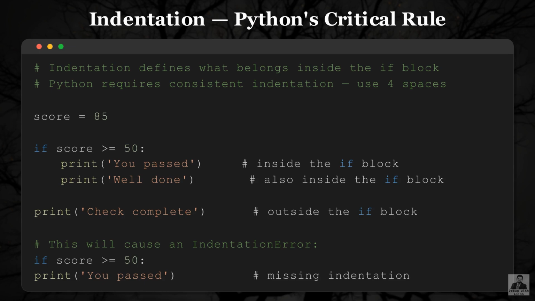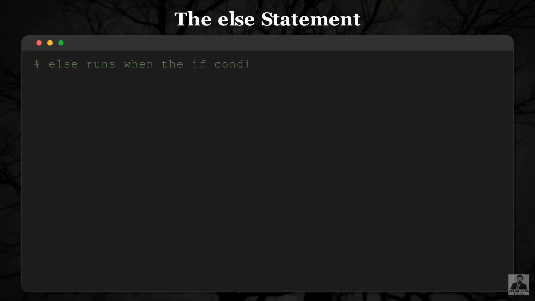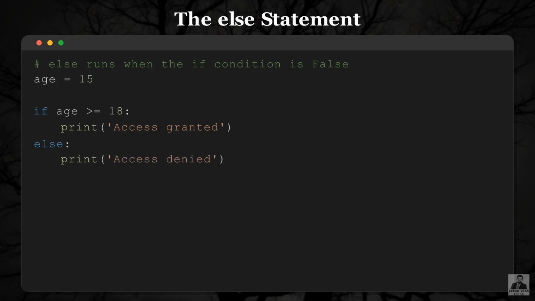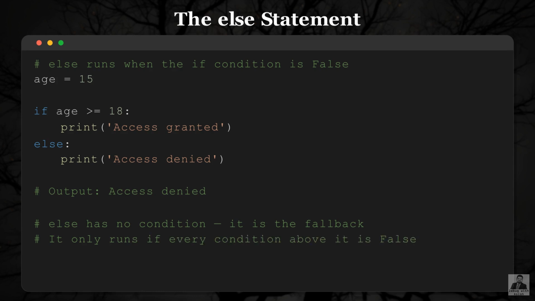not run. The else statement is the fallback. It runs when the if condition is false. You write else followed by a colon at the same indentation level as the if. Its block is also indented. Here, age is 15, so the if condition is false. Python skips the if block and runs the else block instead, printing access denied. The else has no condition of its own. It simply catches everything that did not match.